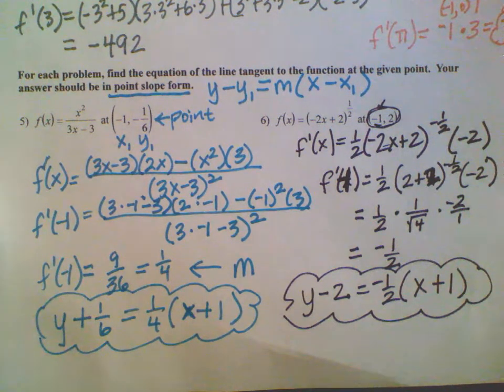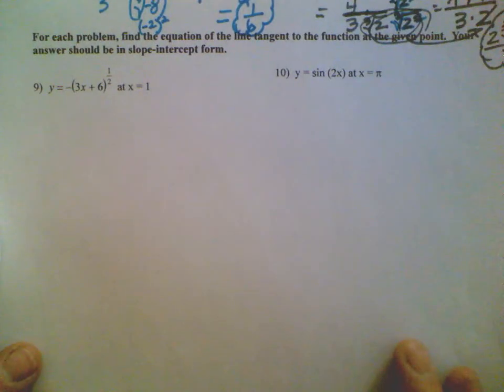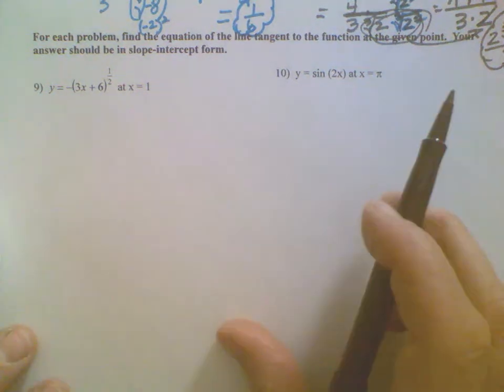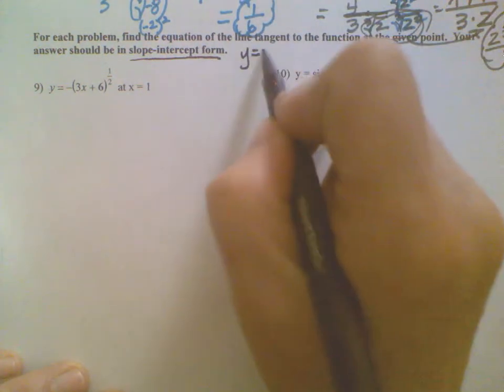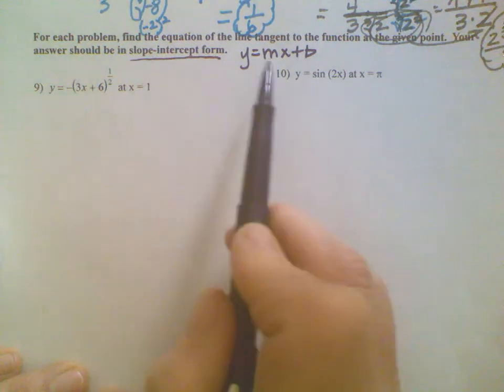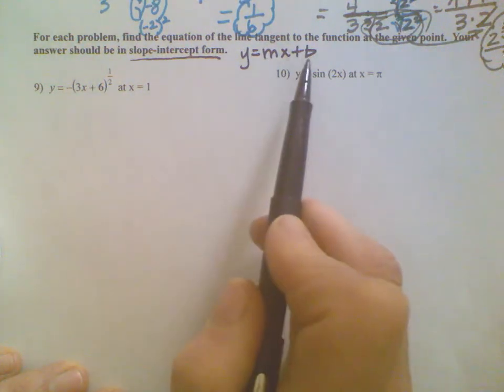Okay, so now let's jump to the last two, because the last two ask for us to write our linear answer in a different form. They want it in slope-intercept form. And slope-intercept form is a form that most of us are pretty familiar with. Maybe not when I say it, but when I write it, you're going to be like, oh yeah, y equals mx plus b is slope-intercept form. It gives the slope and the y-intercept.